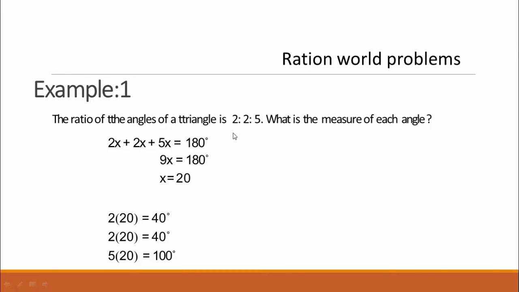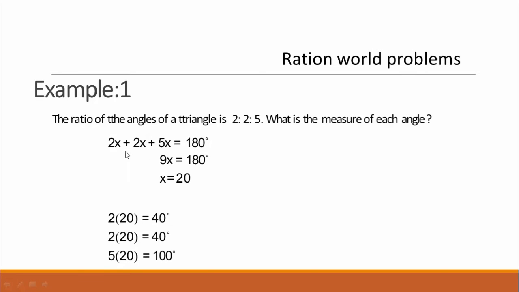Suppose in this example, the measure of one angle is x. Then the measure of the first angle will be 2x, the measure of the second angle will be 2x, and the measure of the third angle will be 5x. So the sum of the ratios is 2x plus 2x plus 5x, which is the total measure of the angles of the triangle, equal to 180.